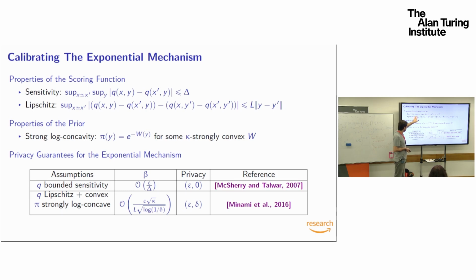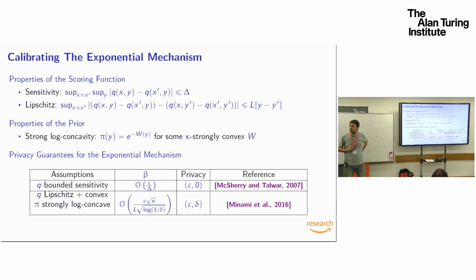Defined as, you look at all pairs of neighboring databases, and then you look at all possible outputs, and you want that the quality of each output, when I change one guy in the data set, doesn't change by at most delta. So if this delta is finite, you can get epsilon differential privacy with this calibration, and the proof is exactly the same as the Laplace mechanism.